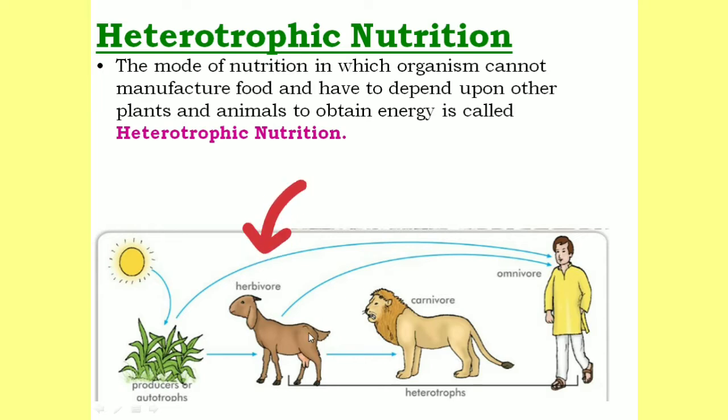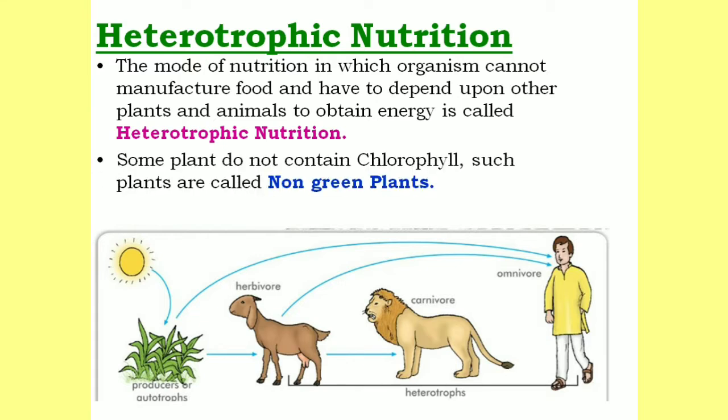Herbivores are those animals which eat plants and plant products. Carnivores are those animals which eat other animals. And omnivores are those animals which eat both plant as well as animal products. So in this picture, we can see a goat, which is an example of a herbivore, whereas a lion is an example of a carnivore, whereas a human being is an example of an omnivore.